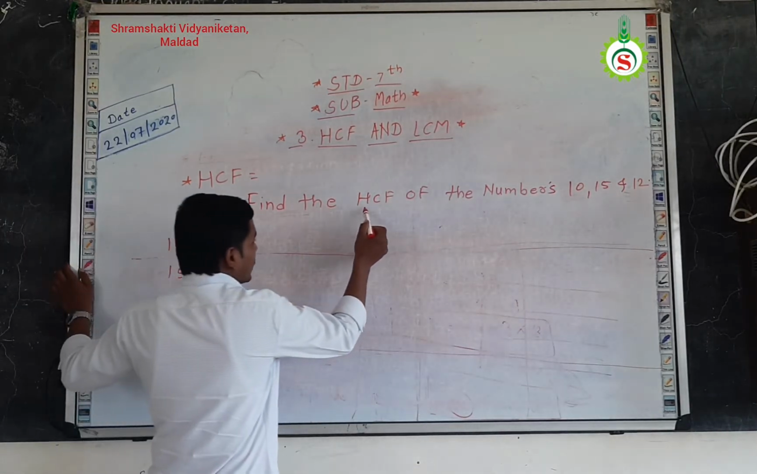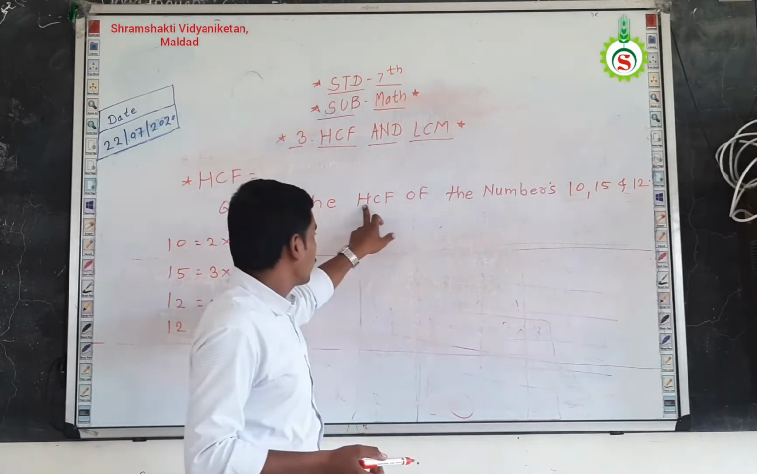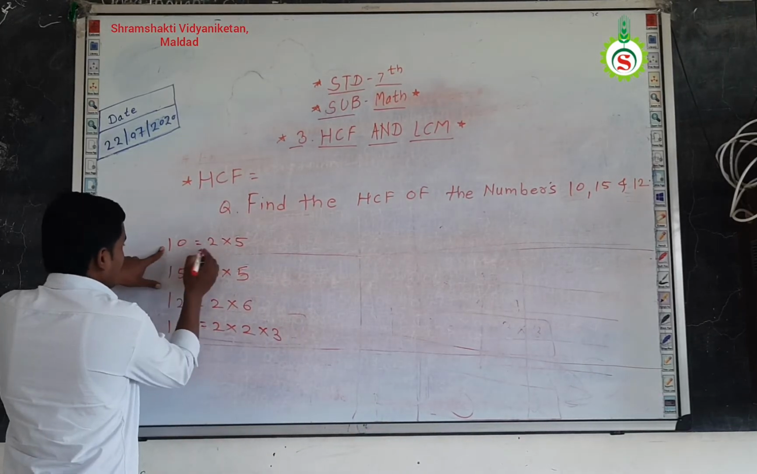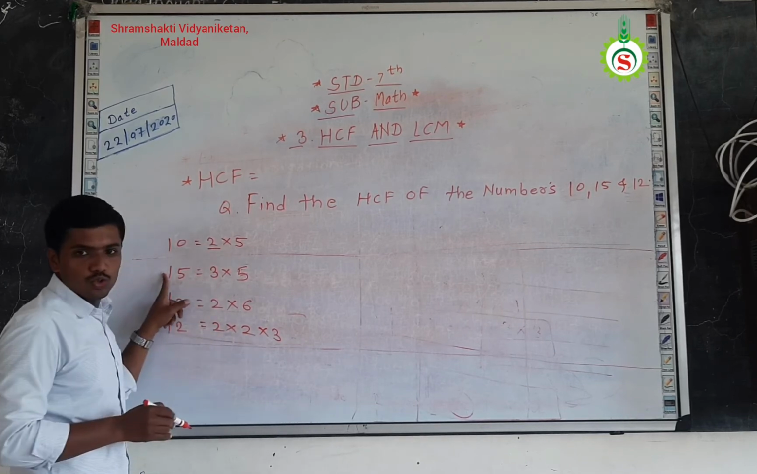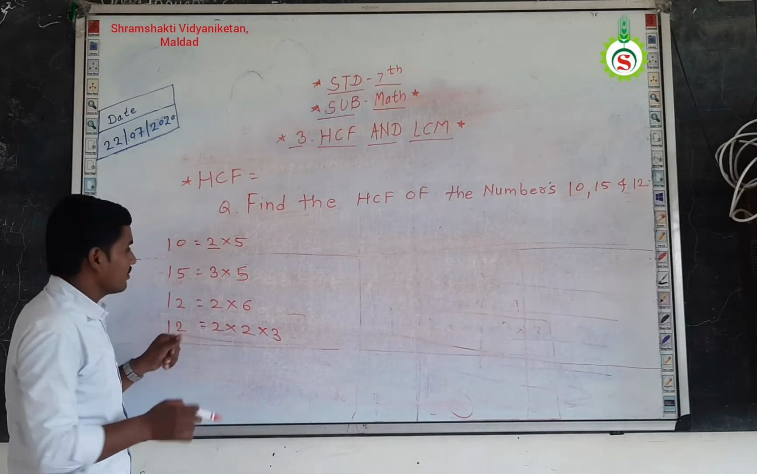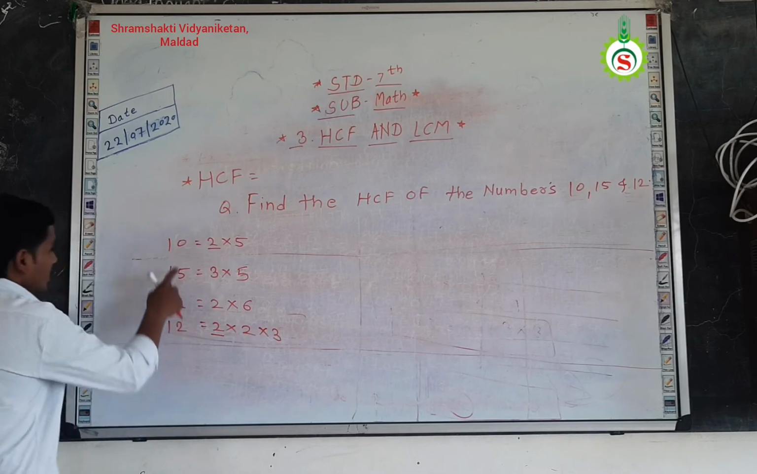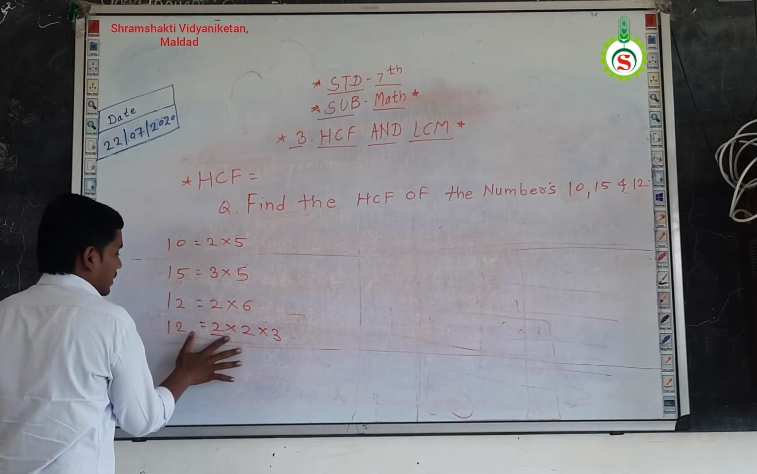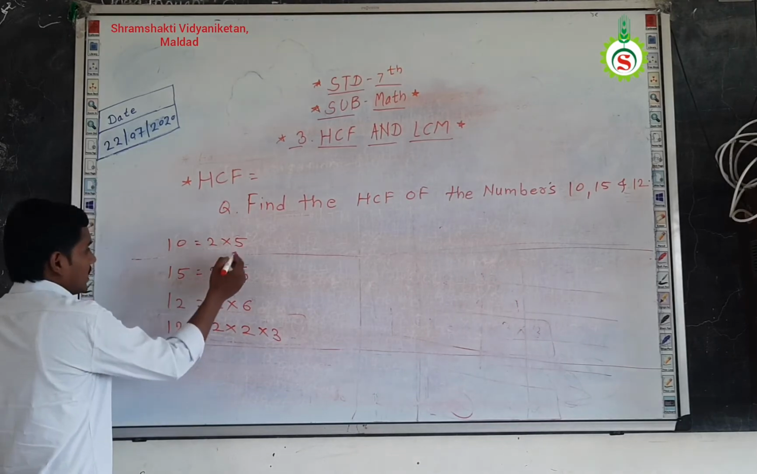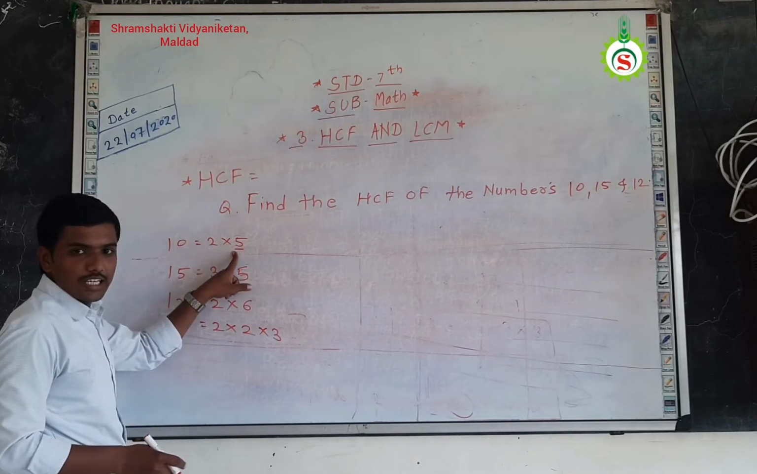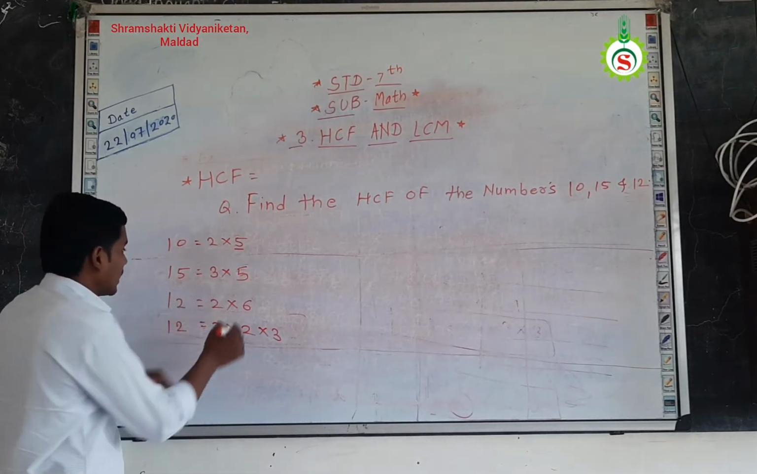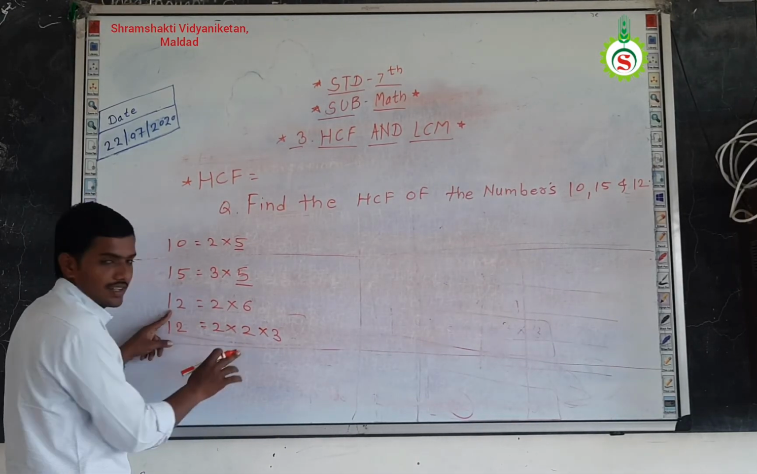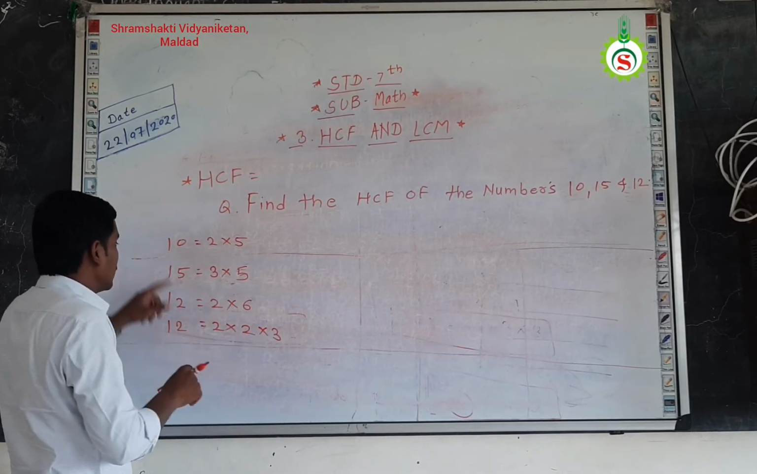Now, I have to find the HCF, the highest common factor. For that, I need to find which factors are common among all three numbers. For 10, there is a 2. For 15, there is no 2. And for 12, there is a 2. That means 2 is present in 10 and 12, but 2 is not present in 15. That means it is not a common factor among the three numbers. Next one is 5. 5 is a factor of 10, and 5 is also a factor of 15, but 5 is not a factor of 12. That means 5 is also not a common factor among 10, 15 and 12.